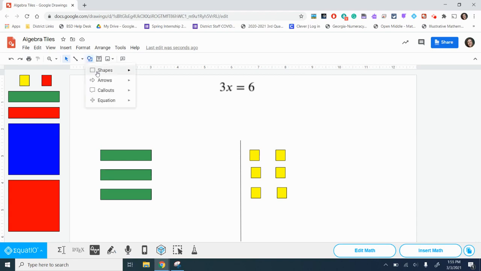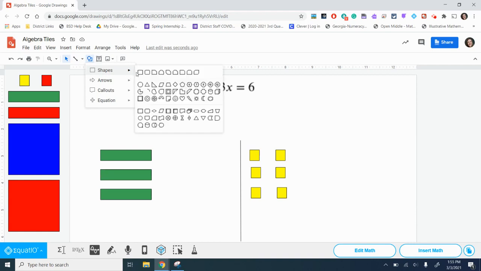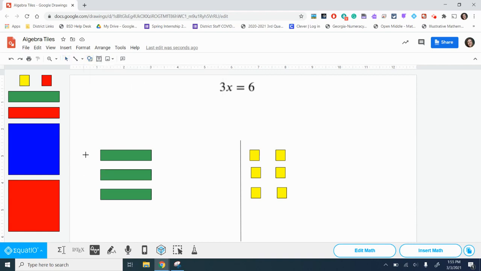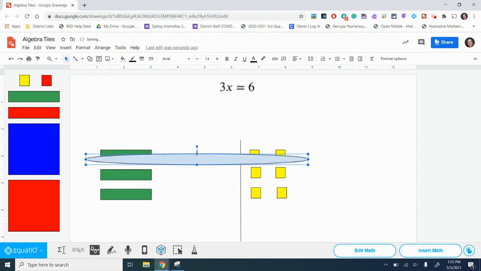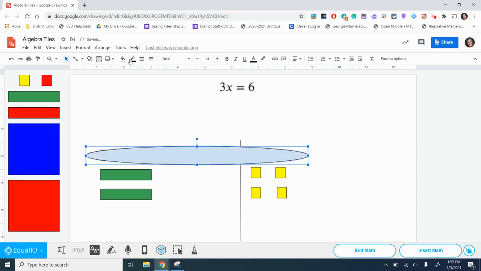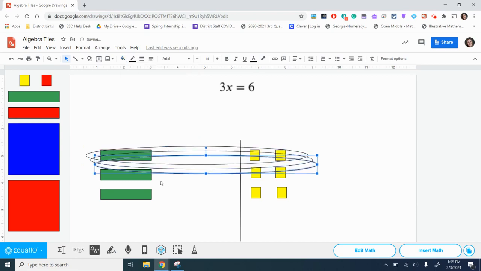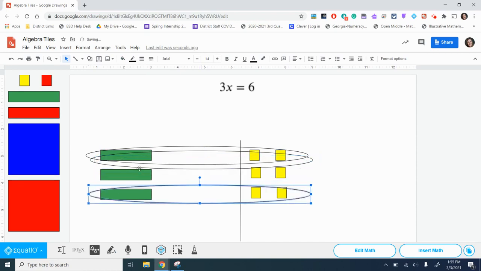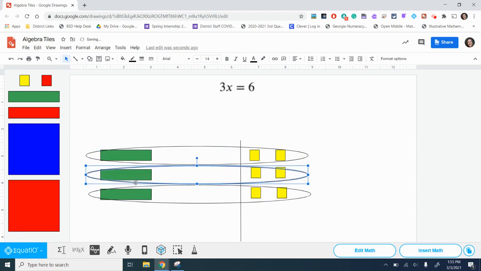So I want to model that with the algebra tiles here. So I'm going to use some shapes to model that division. I'm going to be separating this 3x equals 6 into 3 equal groups. I'm going to use these ovals to help me show that. All right, so let's notate what we've done here.